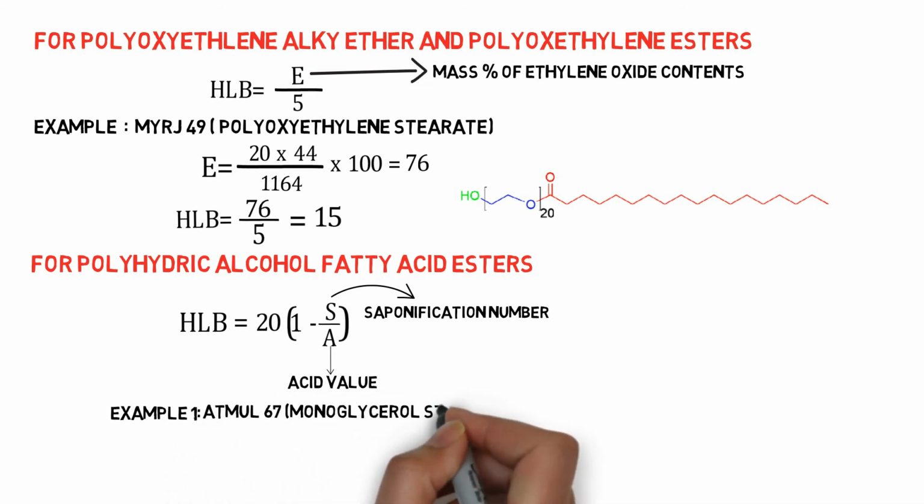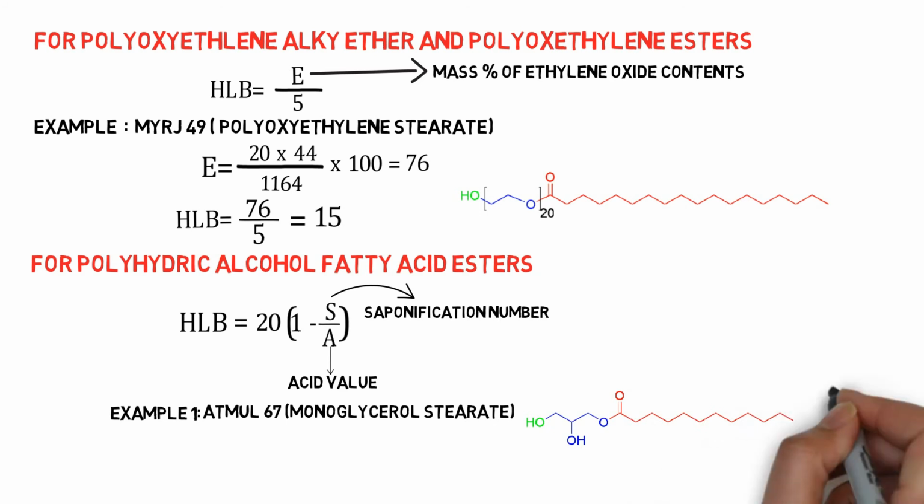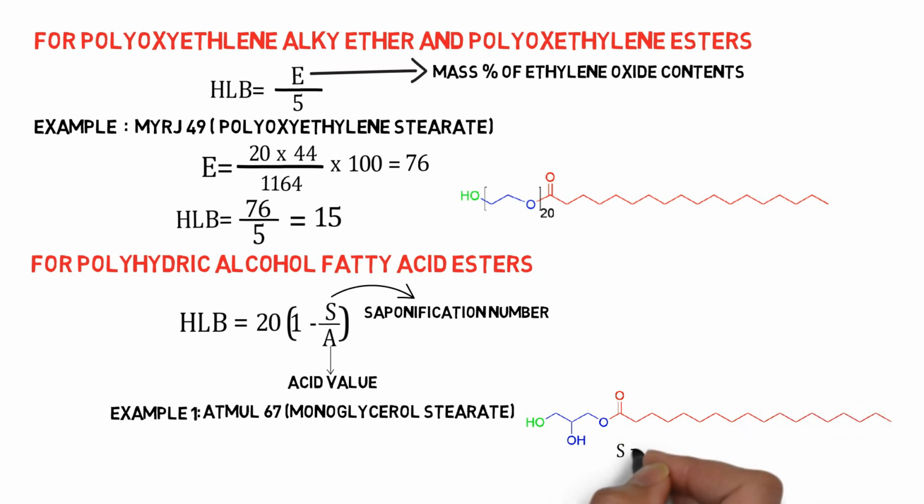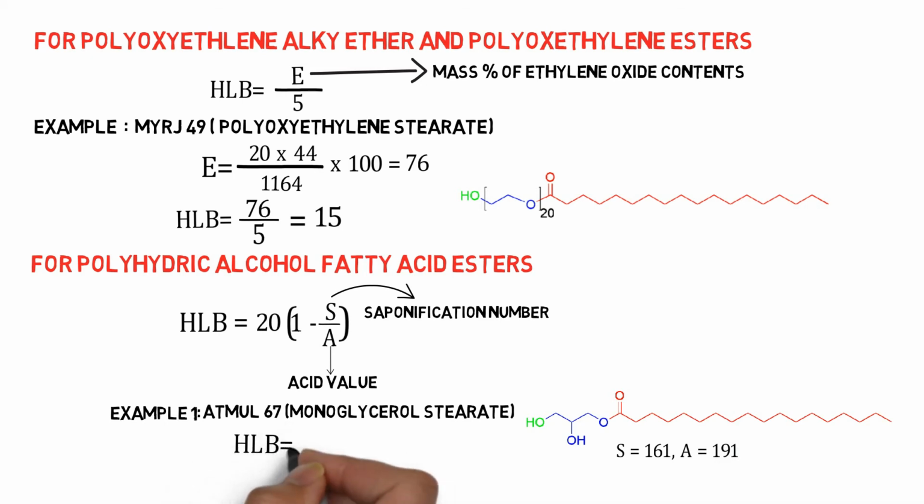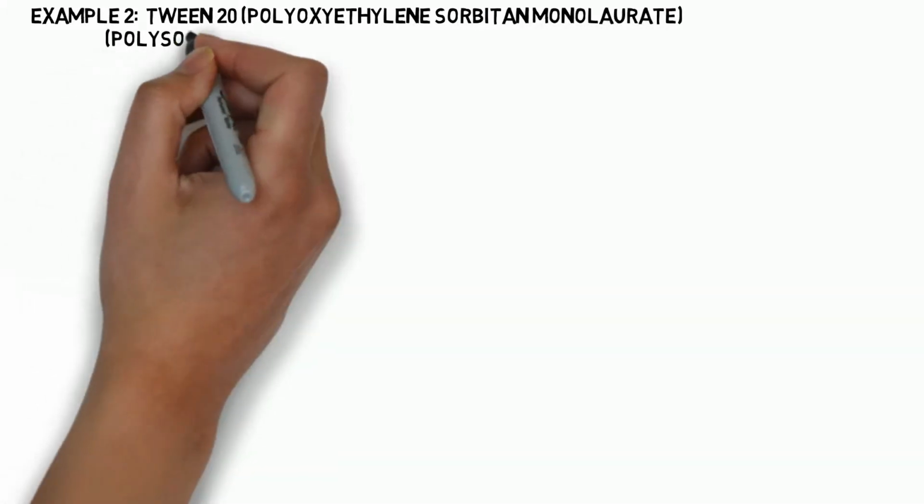Consider the example of Atmul 67, which is a commercial name of glycerol monostearate whose structure has been shown. It has an S value equal to 161 and an A value equal to 191. By placing the values in the formula, we obtain HLB equal to 3.8.